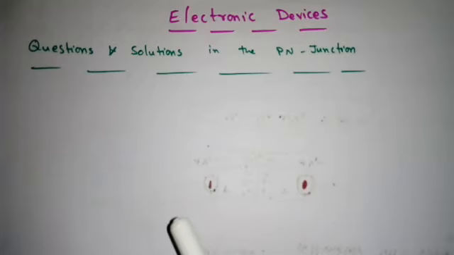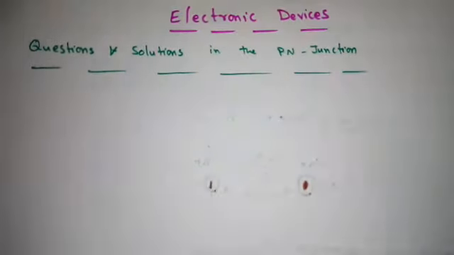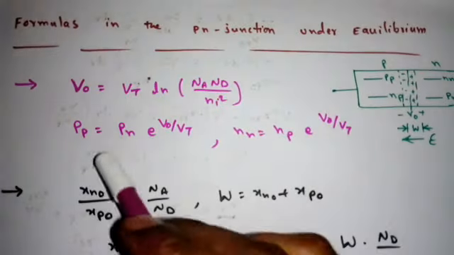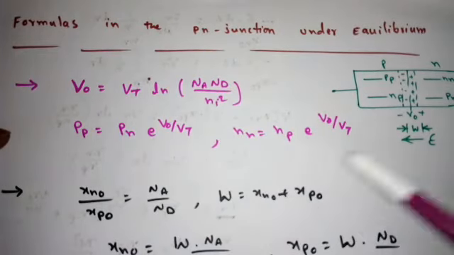In this lecture I will solve a few problems in the PN junction under equilibrium condition. Before that I will revise the formulas we have derived so far in this PN junction. The first one is the built-in potential V0, which is equal to Vt ln Na Nd by Ni square, right?